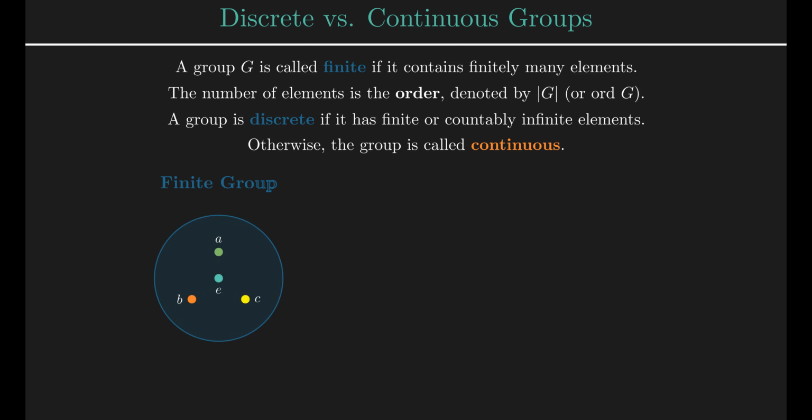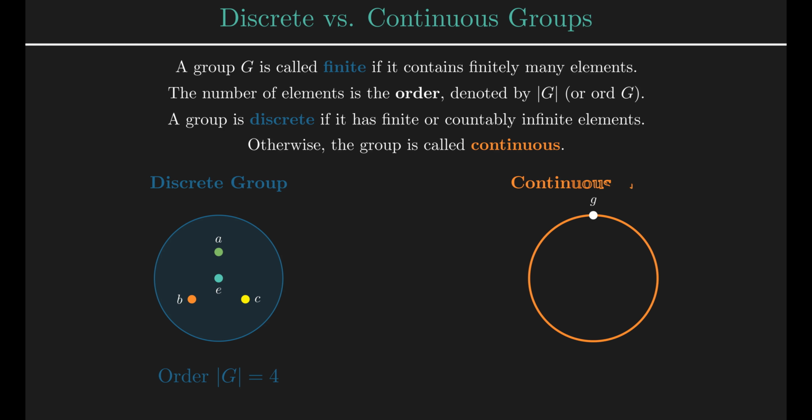Let's visualize the difference. On the left, we have a finite group. Think of it as a bag of distinct, isolated points. Here we see elements A, B, C, and the identity E. In this specific case, the order of G is 4. Because these elements are separate and countable, this is a prime example of a discrete group.